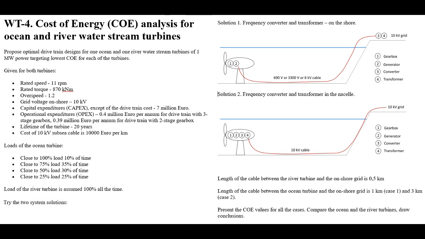So altogether we'll have to present 6 calculations, 6 cost of energy values, 2 of them for the river turbine and 4 of them for the ocean tidal turbine. That's because there are 2 cases of length of the cable for the tidal turbine, because they are at a different distance from the shore.